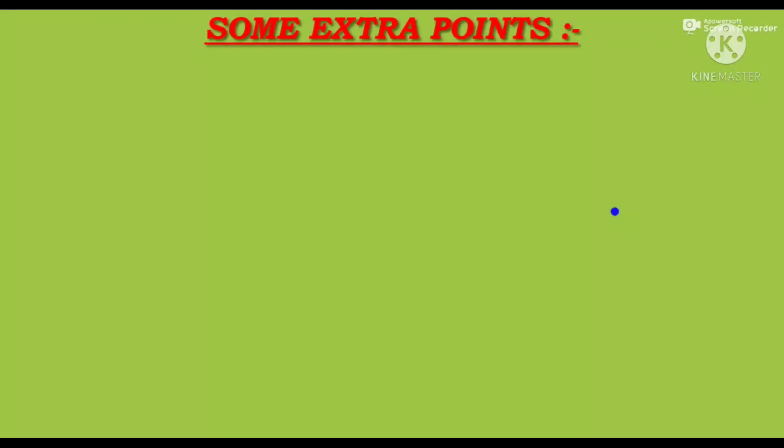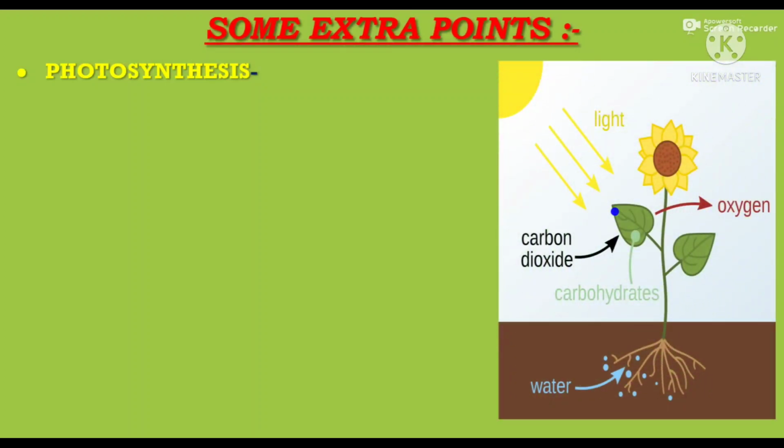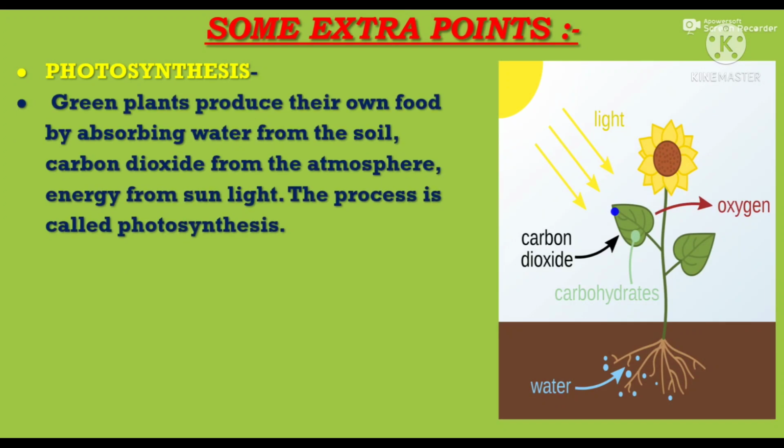Next are some extra points we have to remember. First one is photosynthesis. Have you heard about it? Here you can see a picture of photosynthesis. This term is linked with green plants. Green plants produce their own food by absorbing water from the soil, carbon dioxide from the atmosphere, and energy from the sunlight. The process in which green plants produce their own food is called photosynthesis.